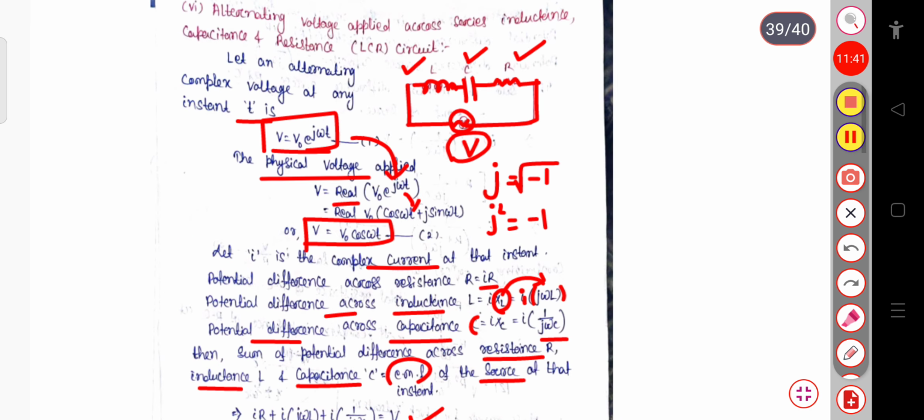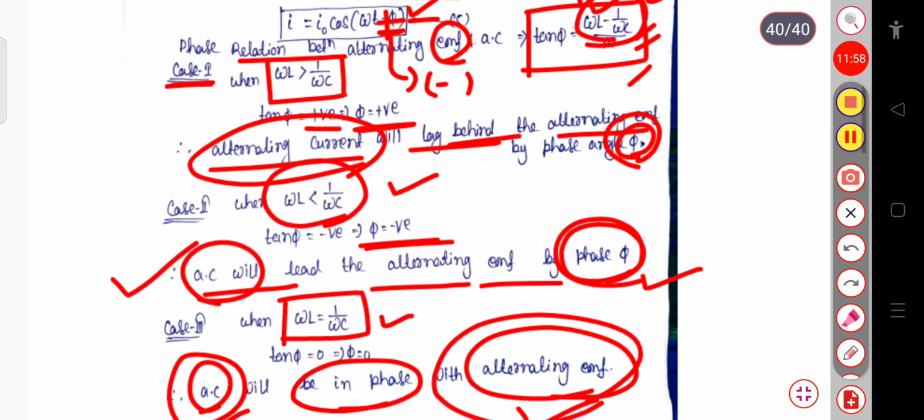So this is all about the alternating voltage applied across the LCR in series. When the inductor, capacitor and resistor are connected in series, we have calculated the alternating voltage applied, and we have seen the three cases: when the alternating current leads, when the alternating EMF leads, and when they are in the same phase.